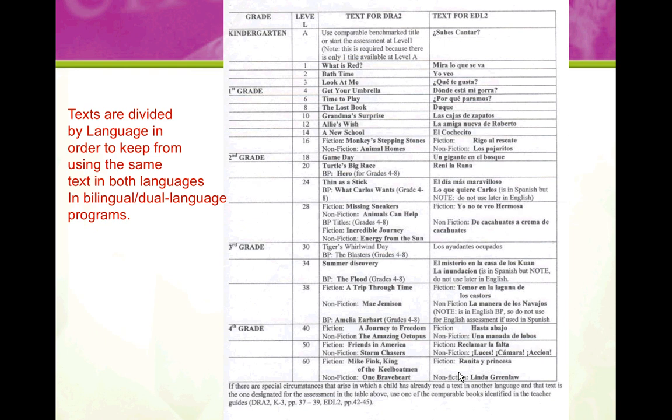One of the things we had to do to accommodate using both DRA and EDL in a bilingual or dual language program was to separate the text by language. And this was to keep from using the same text in both languages. So we've chosen certain titles to represent the English assessment and then other titles that are to be used for the Spanish assessment.